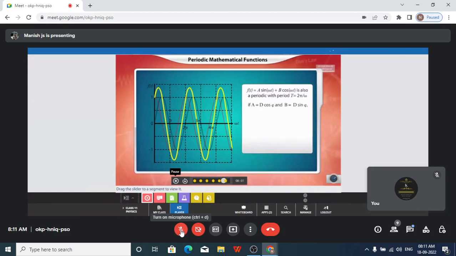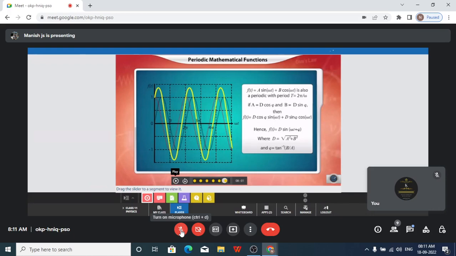Let us take a as d cos phi and b as d sin phi. On simplifying we get f of t as d sin omega t plus phi, where d is the square root of a square plus b square. So here they are going for a representation.